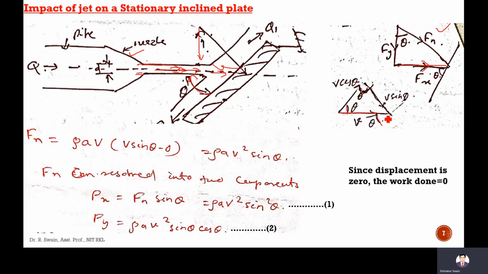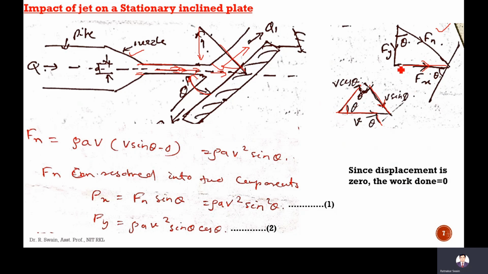If this is theta, then in the normal direction it will be V sin theta. There will be two components: in the tangential direction there will be V cos theta, and in the normal direction there is V sin theta.